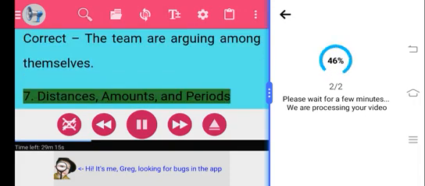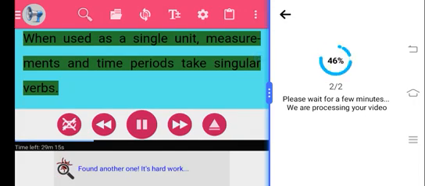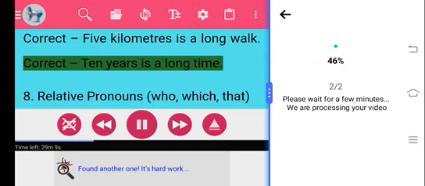7. Distances, amounts, and periods. When used as a single unit, measurements and time periods take singular verbs. Correct: 5 kilometers is a long walk. Correct: 10 years is a long time.